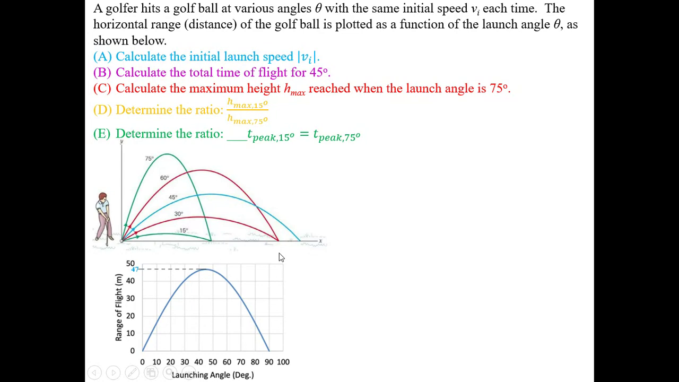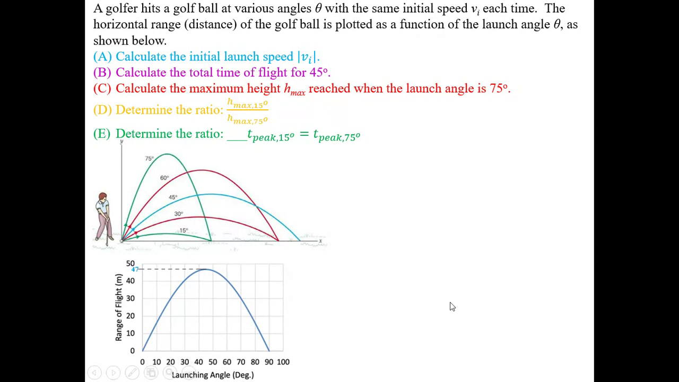The bottom graph here gives us the range, aka the horizontal displacement, versus the angle in which the golf ball is being struck. So this graph is super important. Take a second, pause if you need to analyze it. Again, this is the horizontal range, which means how far it travels across in the horizontal direction relative to the angle in which it was launched. Keep in mind this is angle versus range.